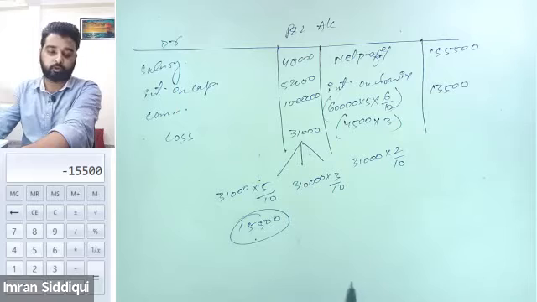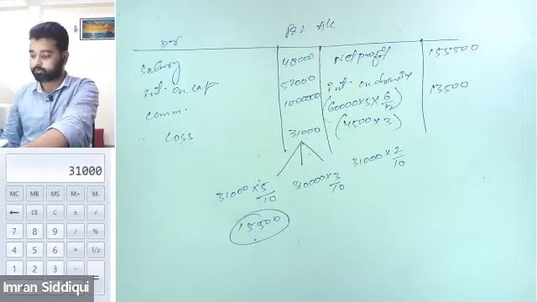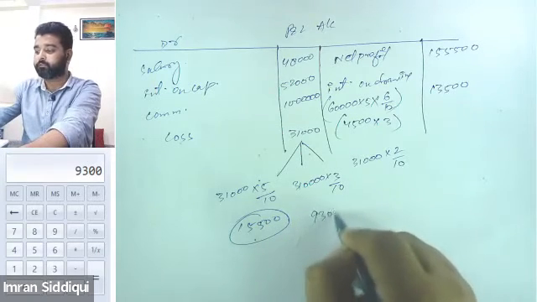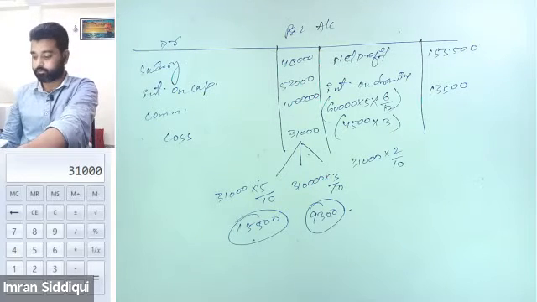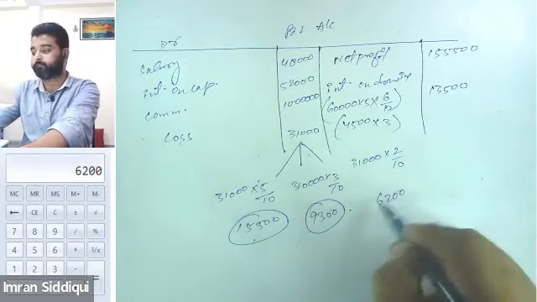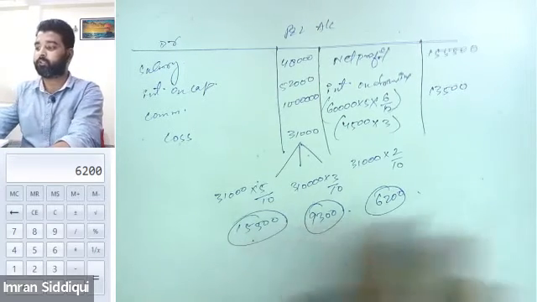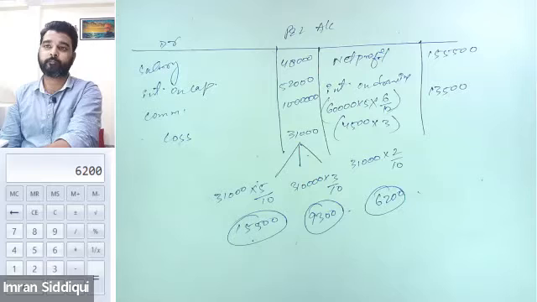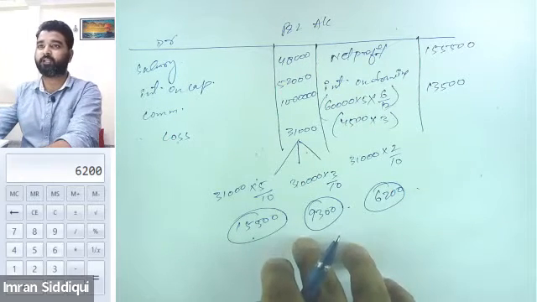15,500 for Kabir. For Zoravar it will be 31,000 into 3 divided by 10, 9,300, and then 31,000 into 2 divided by 10, 6,200 for Parul. Okay, everybody, the calculation of the loss is clear to all of you. I'm sure that all of you have made the P&L appropriation account.